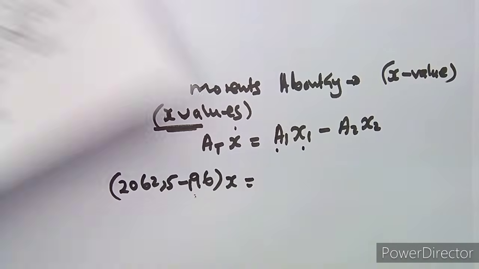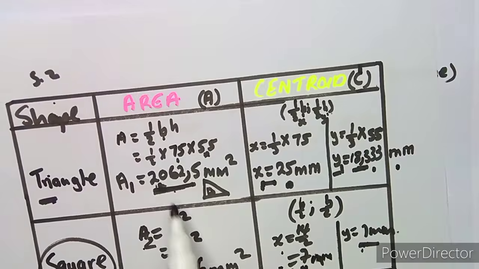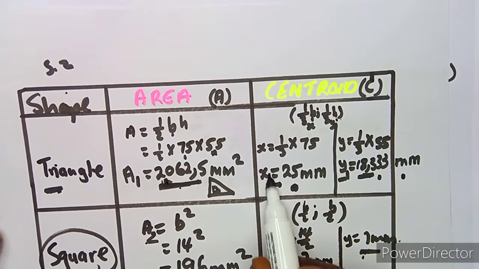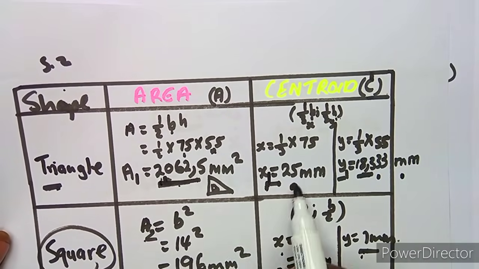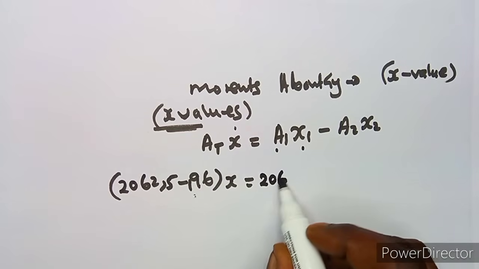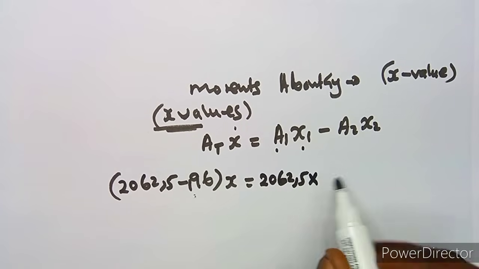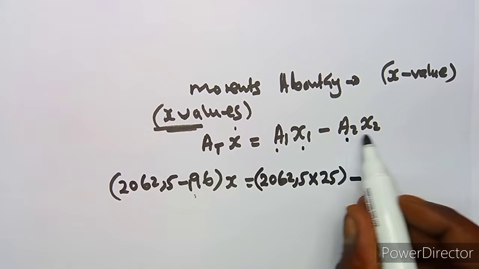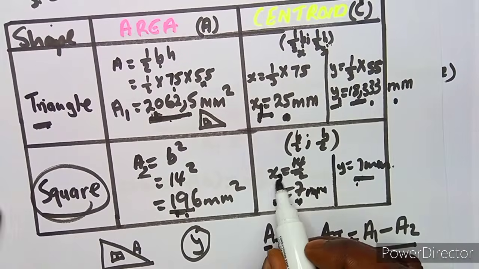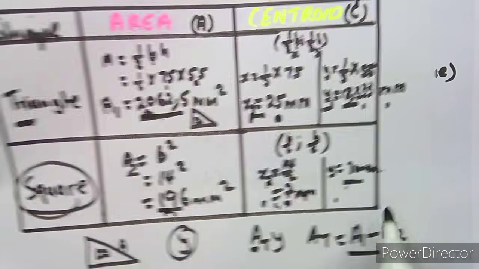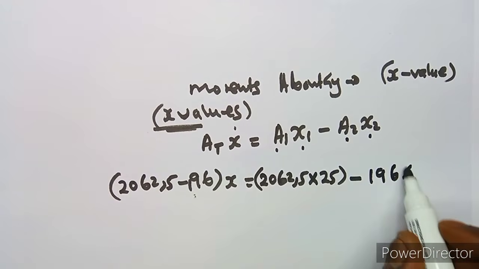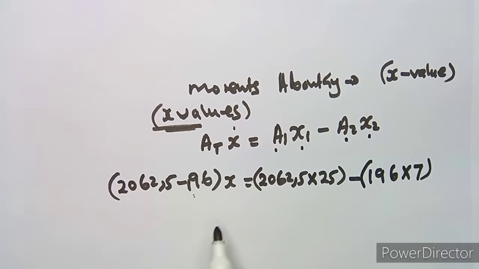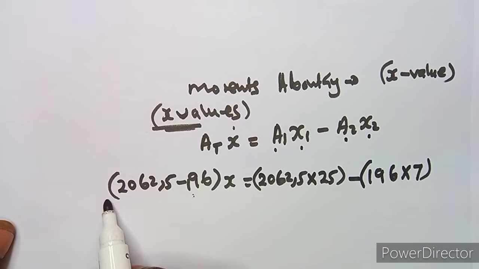It's a repetition, guys. Now it's A1 x1, so you're going to multiply this area 1 times x1. This is your x1, so it's 20,26,5 times 25, which is your x1, minus area 2 times x2. So this is your x2. This one is just the same as the previous one, 196 times 7, because these ones have the same answer. So in order for you to calculate x, definitely what am I going to do?